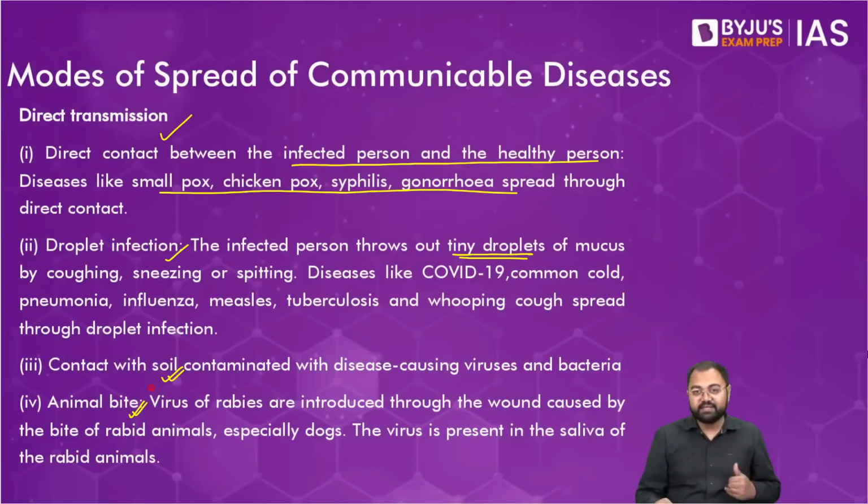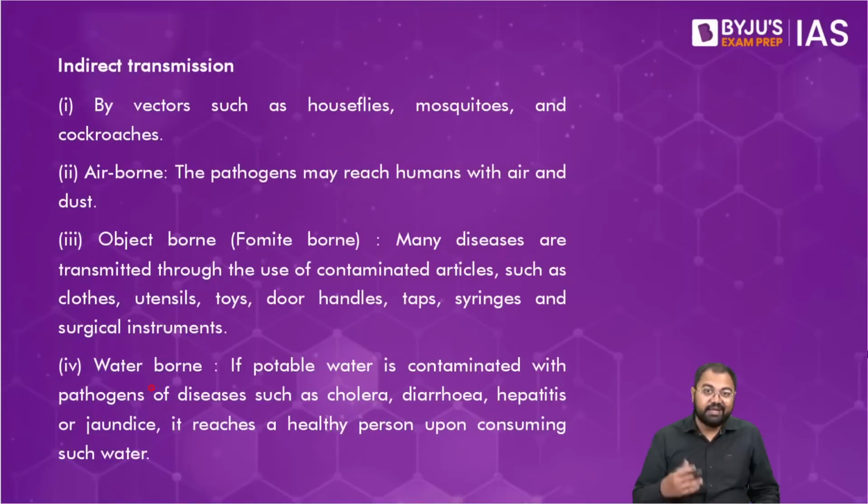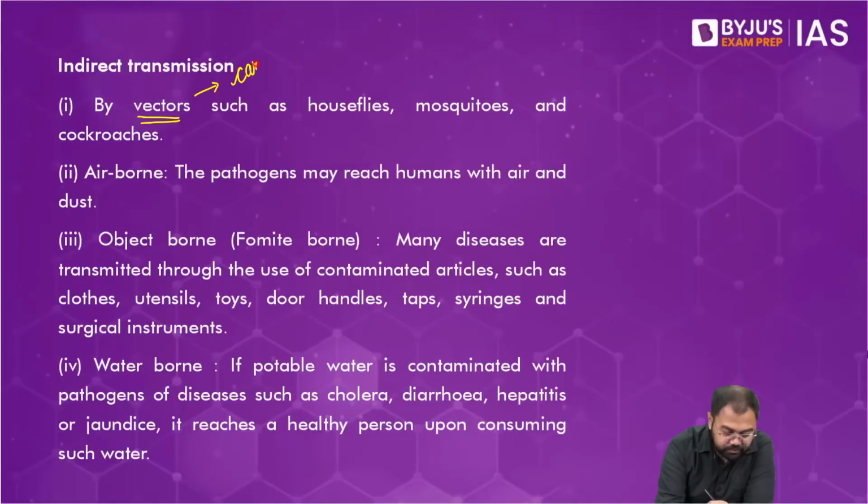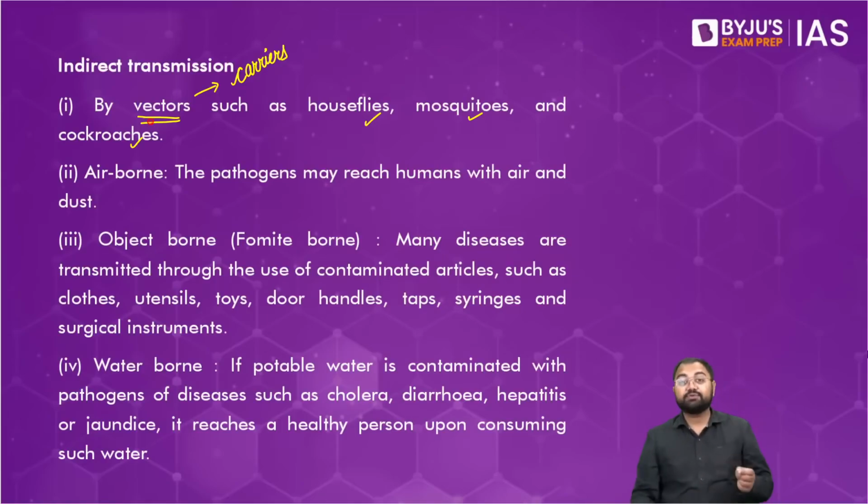So all these are direct transmission methods. Then there could be indirect transmission methods. So for example, vectors. What are vectors? We had discussed this. Vectors are carriers, right? So houseflies, mosquitoes, cockroaches, etc., they can become the carriers of the disease. Now this is where you have to understand it is different from animal bite, because in case of animal bite, it was direct contact because that animal already is infected with rabies, whereas houseflies or mosquitoes or cockroaches are not infected. So for example, let's say malaria or dengue or chikungunya, etc.